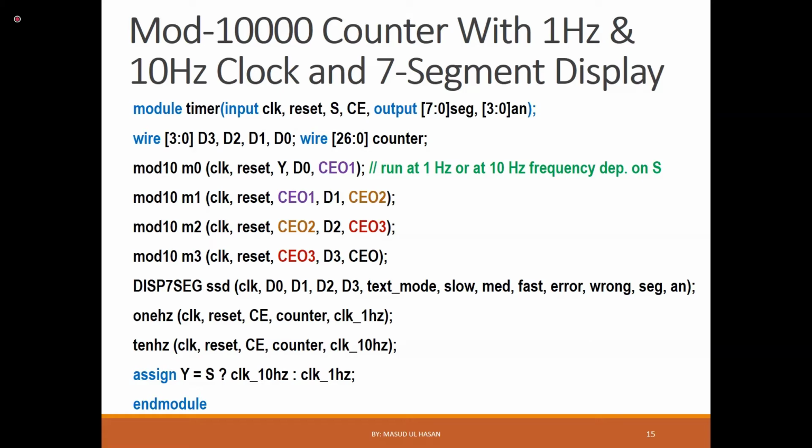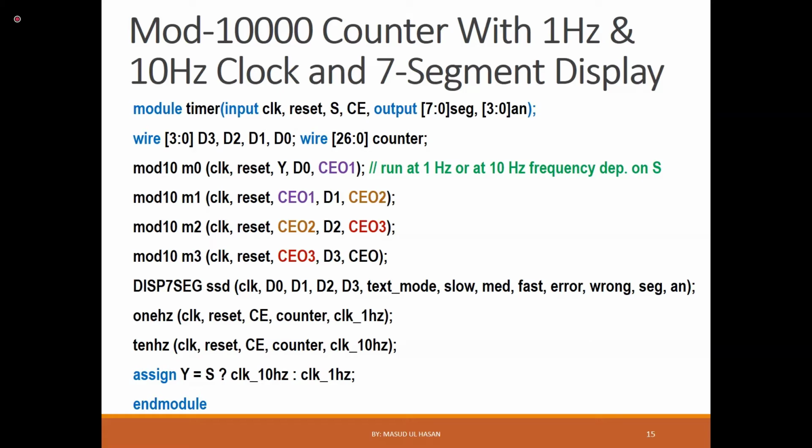This D0, D1, D2, D3 are the 4 seven-segment displays, the 4 digits. D0 is the rightmost, least significant, then D1, D2, D3. Then there are other inputs that you don't need, and these are the two outputs, segment and anode. We will need these inputs in other experiments.